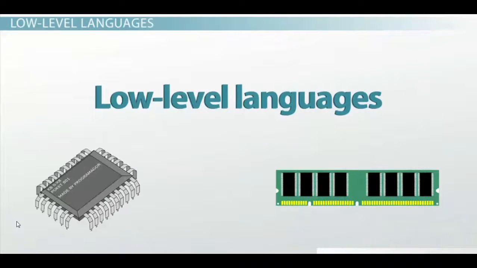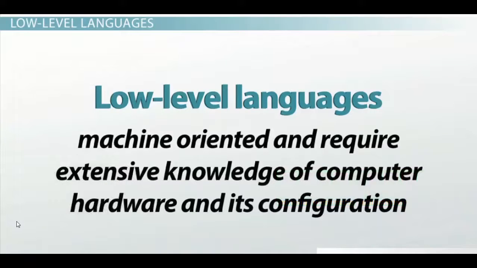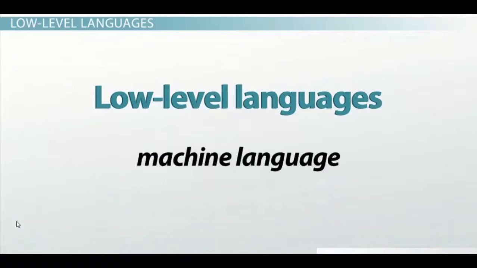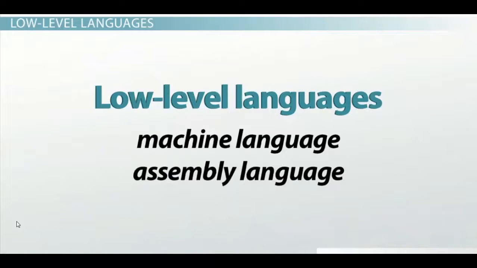Low-level languages are referred to as low because they are very close to how different hardware elements of a computer actually communicate with each other. Low-level languages are machine-oriented and require extensive knowledge of computer hardware and its configuration. There are two categories of low-level languages: machine language and assembly language.